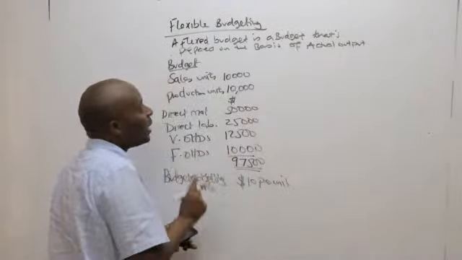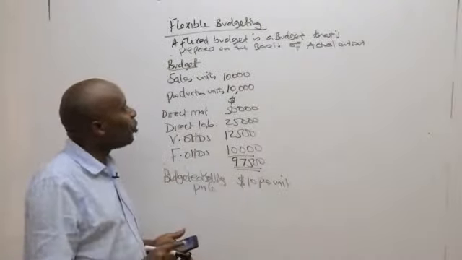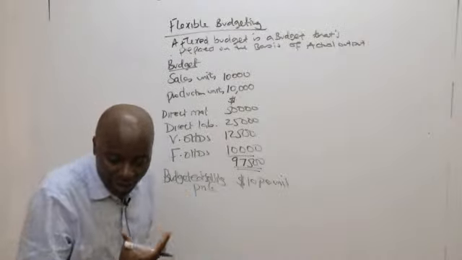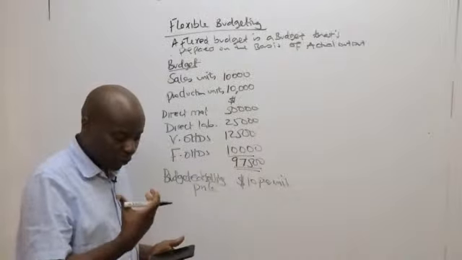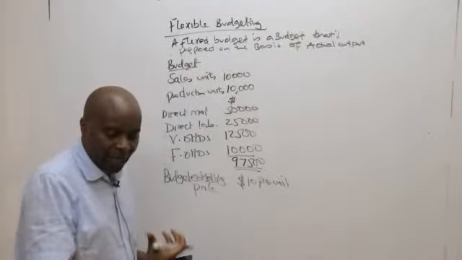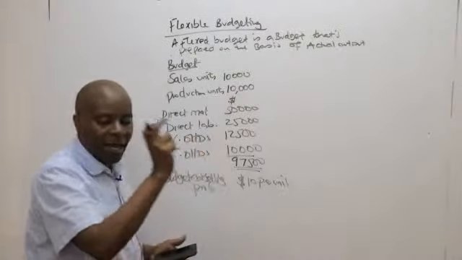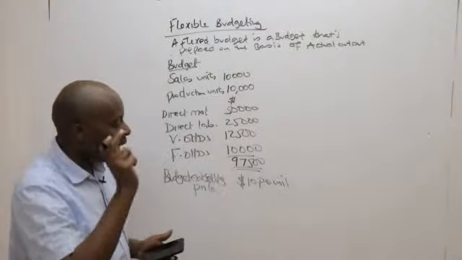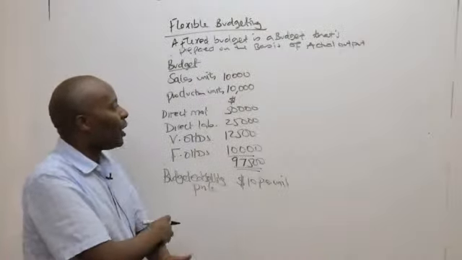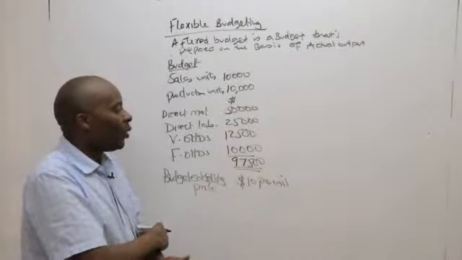So any budget which is prepared on the basis of the actual output is called a flexible or a flexed budget. To flex is to change. We are changing our original budget to mirror the actual production. So, ladies and gentlemen, listen to me very well. Whenever you are told to prepare a flexible budget, what will you do?